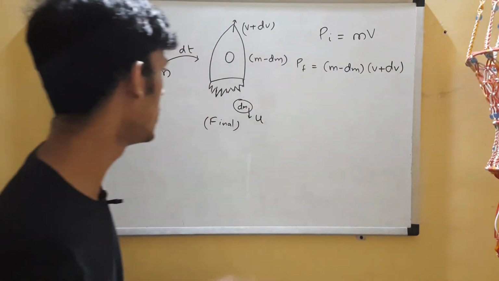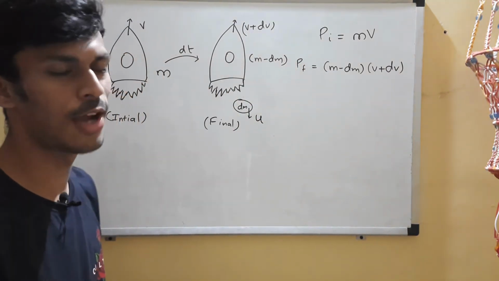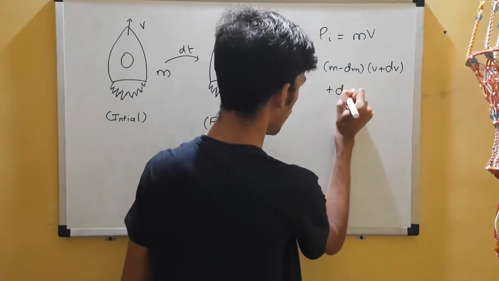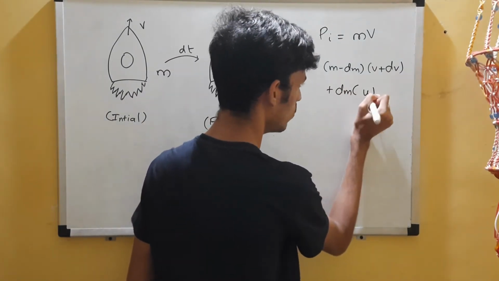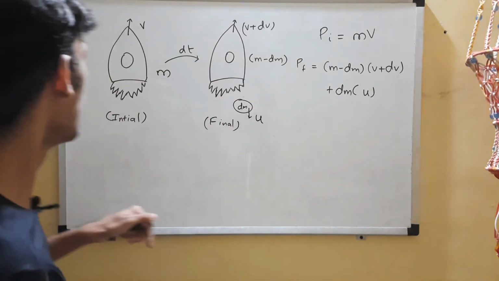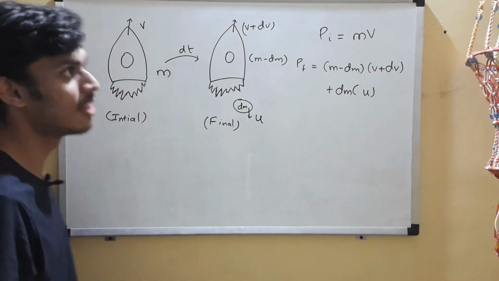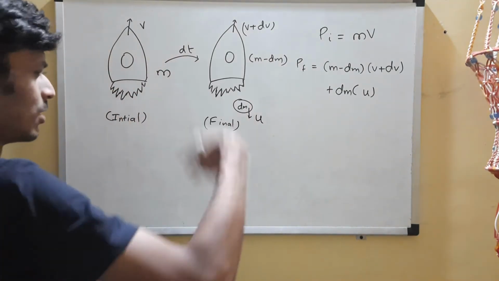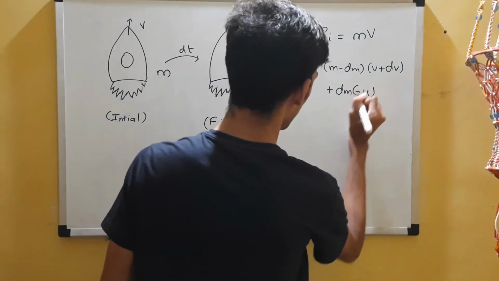And now you also have to add the momentum of fuel, so you add dm times u. Now mind you, momentum is a vector, right? You can see that we have considered the velocities in the upward direction to be positive, so this velocity is in the opposite direction, so you have to put a negative sign over here.